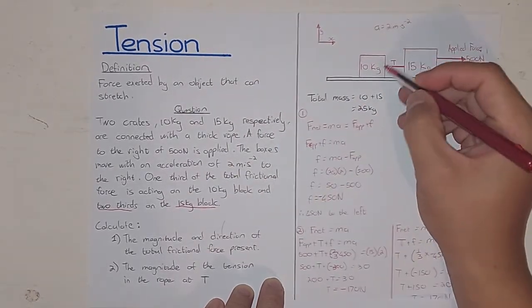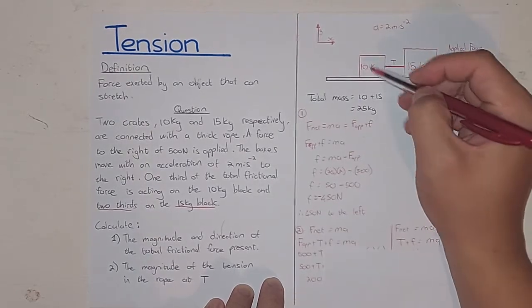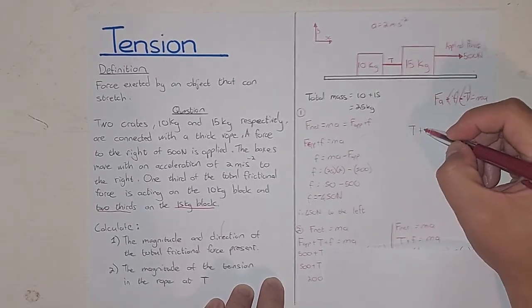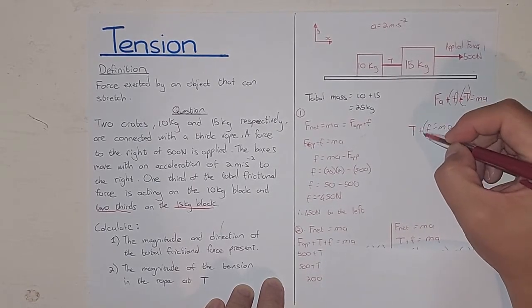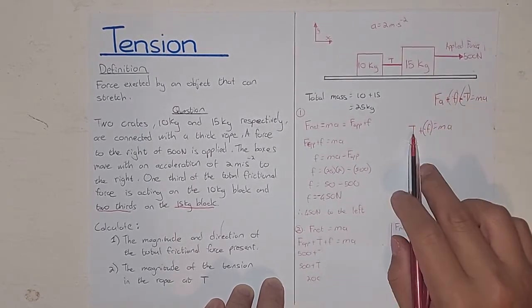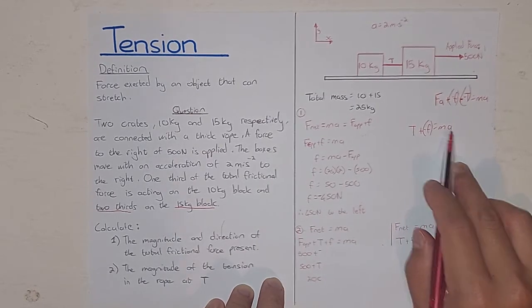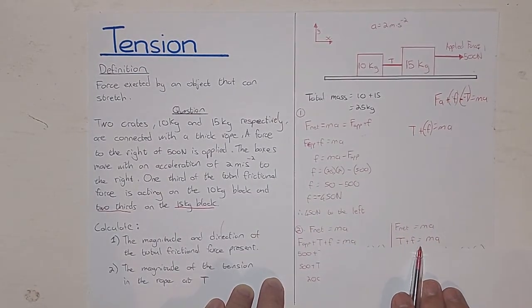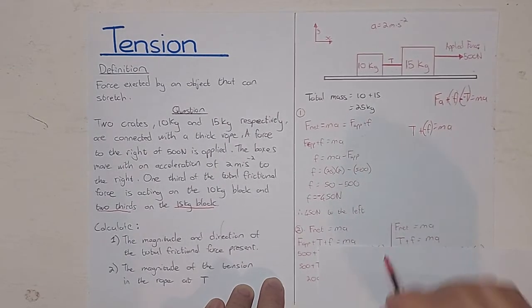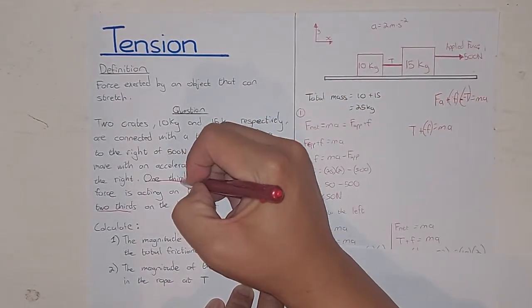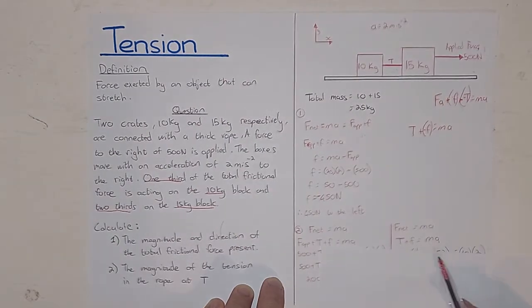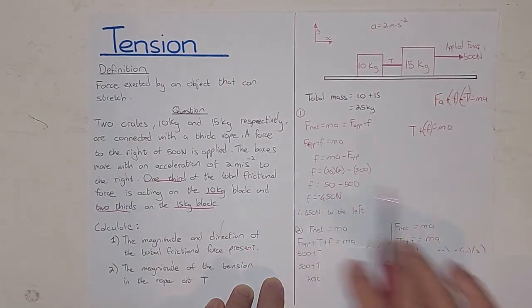Now I'm looking at this tension for this block over there. You can see it's tension plus my friction is equal to my MA, but we know that this friction is generally a negative, so it's technically tension minus friction is equal to MA, right? So generally always put a plus, but we know that friction is going to be negative. We know that my friction for my 10 kilogram box is 1/3 of my total friction.